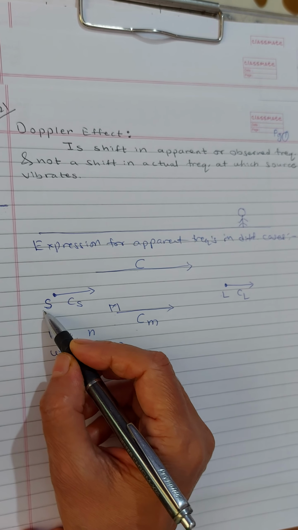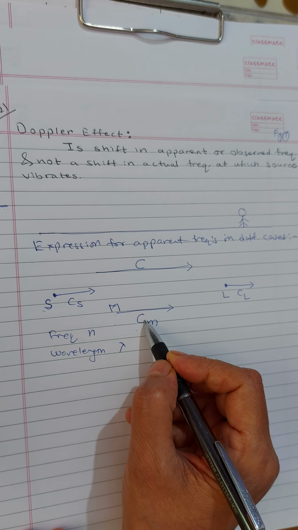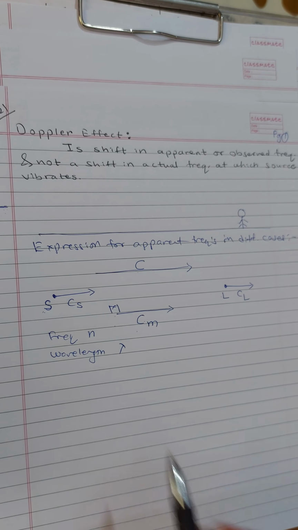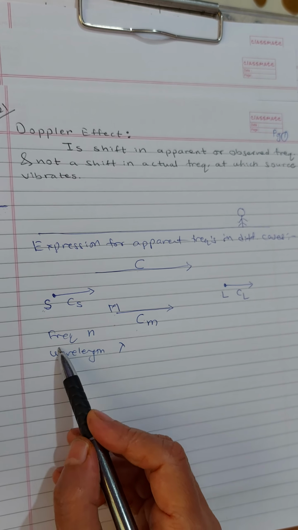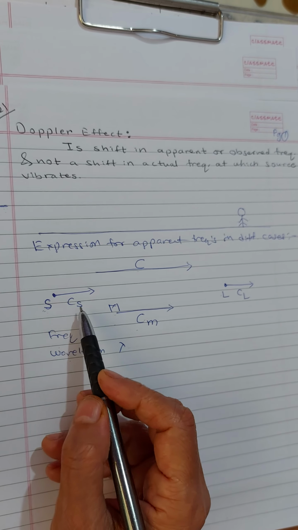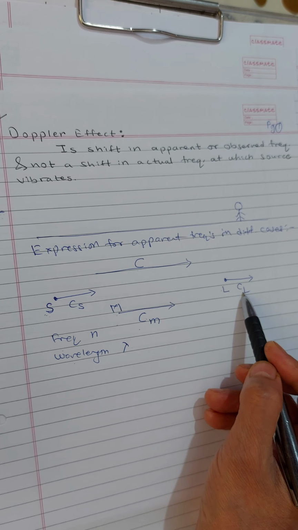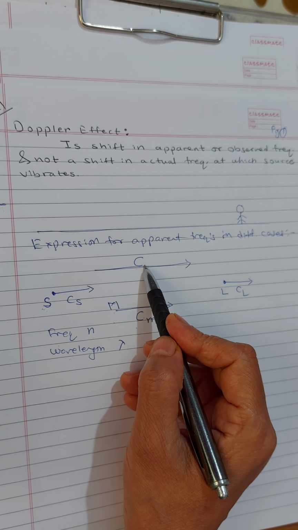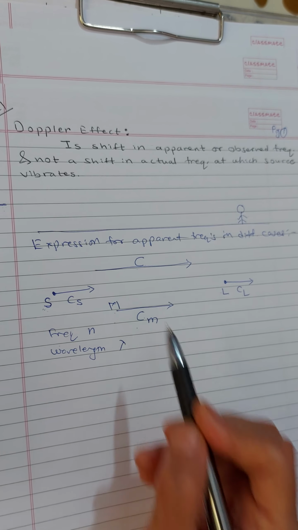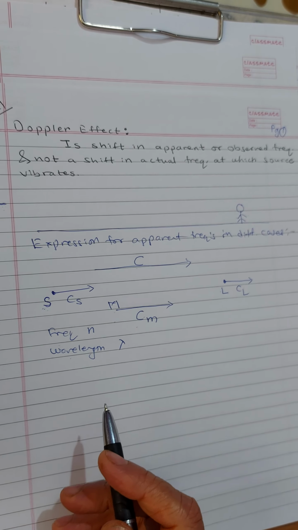Cs for the source, Cl for the listener, and Cm for the medium, in the same direction. That's what I'm trying to say. So we know every letter I'm trying to mention. Frequency is n, wavelength is lambda, s is source, velocity of source is Cs, l is listener, velocity with which it is moving is Cl, this is the velocity c, m is the medium. All these words are very clear. Now we will be in a position to go for the derivation.